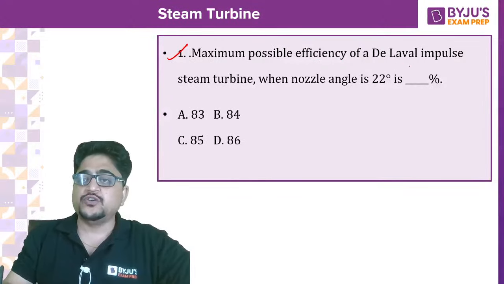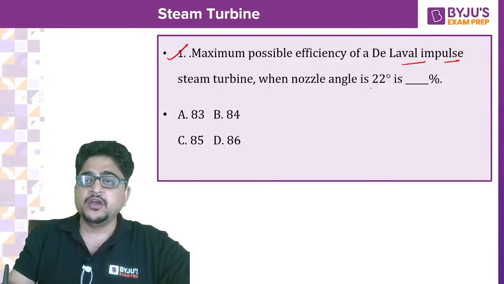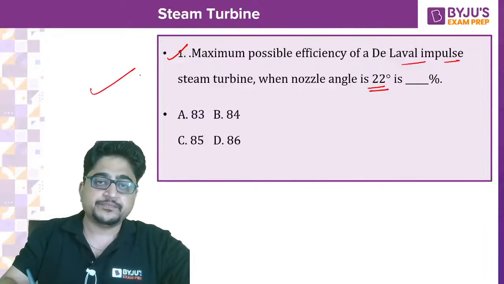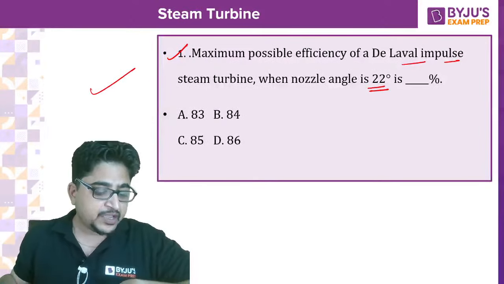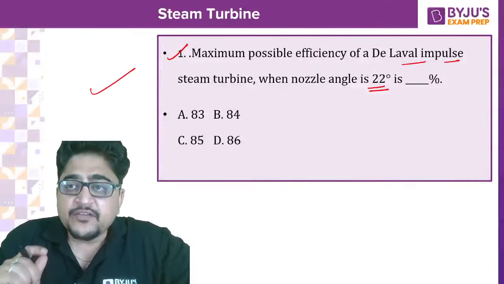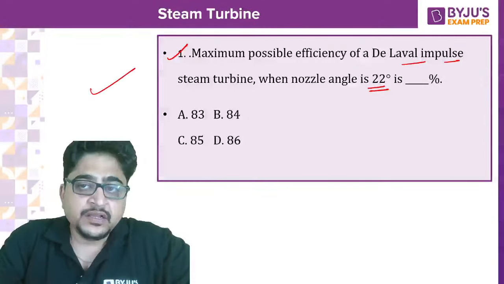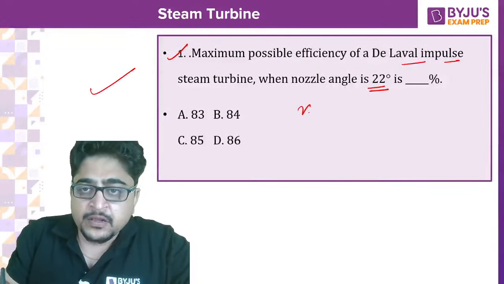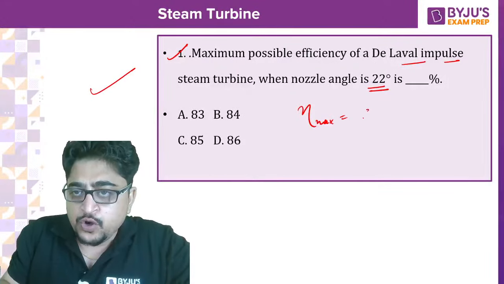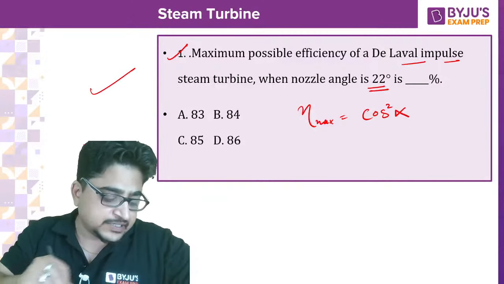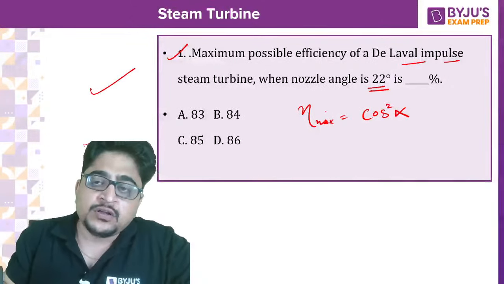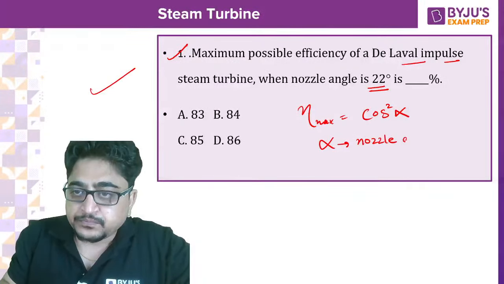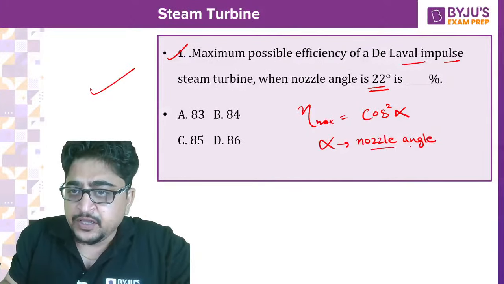Maximum possible efficiency of a single-stage impulse steam turbine when nozzle angle is 22 degree. What is the formula? It is a simple impulse turbine. So what is the maximum efficiency for it? Maximum efficiency is equal to cos square alpha. This is the direct formula, where alpha is the nozzle angle.